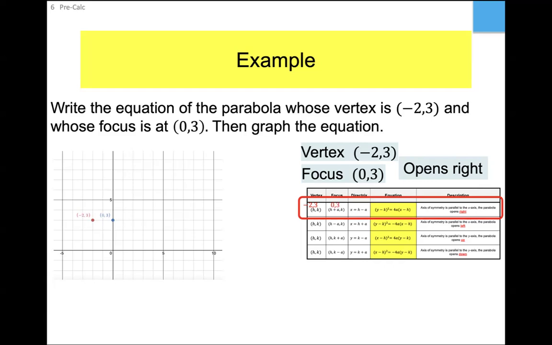It also tells me the focus, so it says that h plus a is equal to 0, and k is equal to 3, just like the vertex. So I can use the fact that the vertex is at (-2, 3).